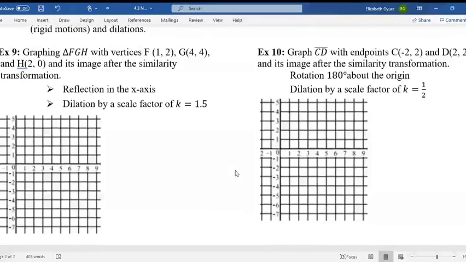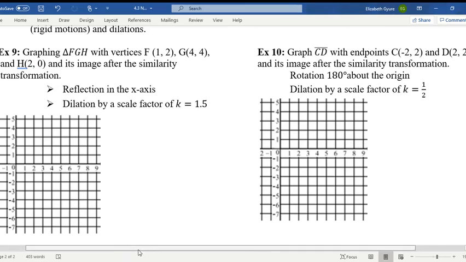Basically, these are just more combinations of different transformations, right? Maybe you dilate and then rotate and then reflect. Or like in this first one, we're going to reflect and then dilate. And the next one, you're going to rotate and then dilate. So this is just practicing those multi-step ones a little bit more.